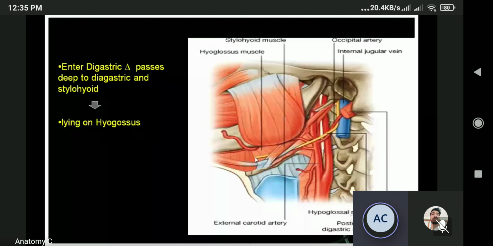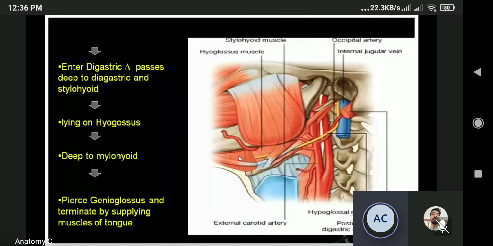It will pass deep to the mylohyoid muscle. This is the mylohyoid muscle. Then it will pierce the genioglossus muscle and supply most of the muscles of the tongue, except the palatoglossus. So this is the course of the hypoglossal nerve.